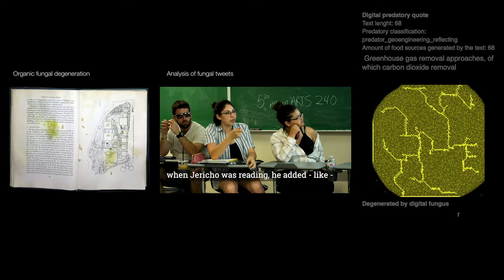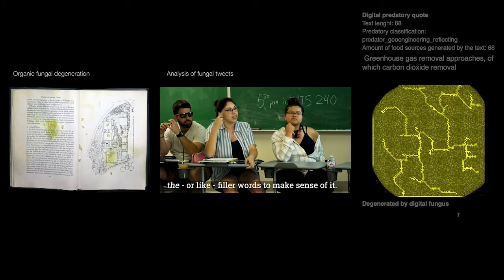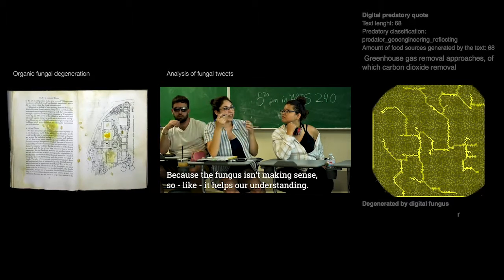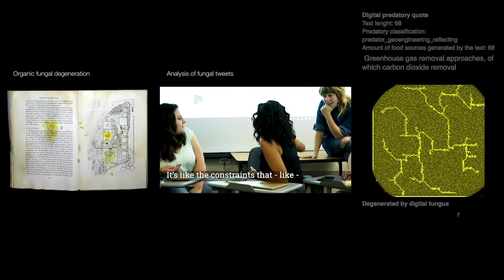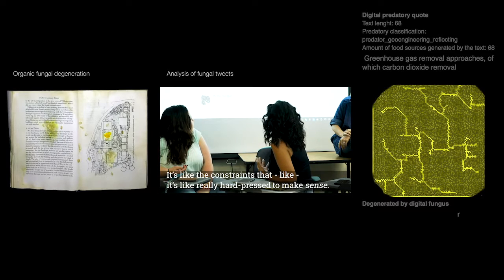I noticed that when Jericho was reading, he added filler words like "the" to make sense of it. Right, because the fungus isn't making sense. Yeah, so it helps our understanding. It's like the constraints make it really hard for us to make sense of it.